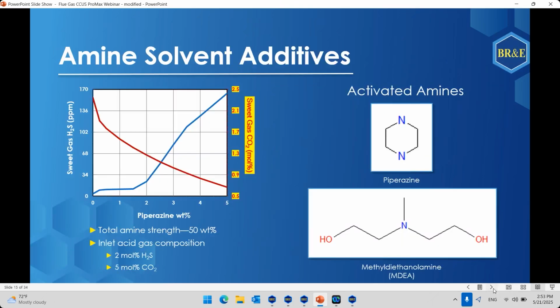What is also being used in these solvents are some additives, and one additive specifically to mention is piperazine. It's the cyclic molecule you can see here. When piperazine is added, for example, to MDEA, the MDEA and piperazine combination would often be used for syngas treating, which is at a higher pressure than flue gas treating. But the piperazine is sort of an activator. It activates the amine solution to help capture CO2. And you can see on the figure here on the left that for the red line, when increasing the piperazine concentration, the sweet gas CO2 goes down.